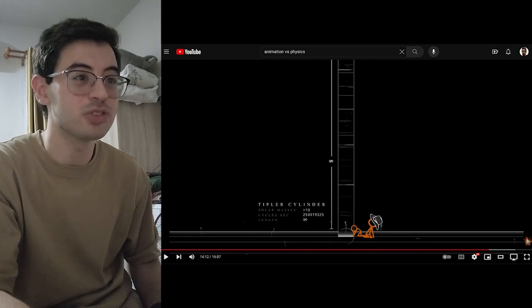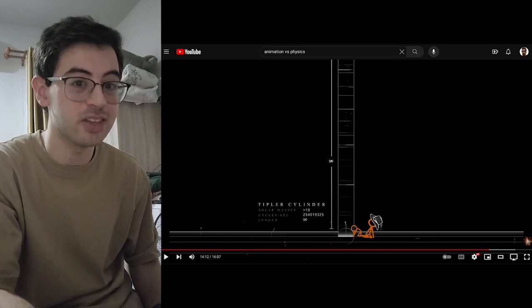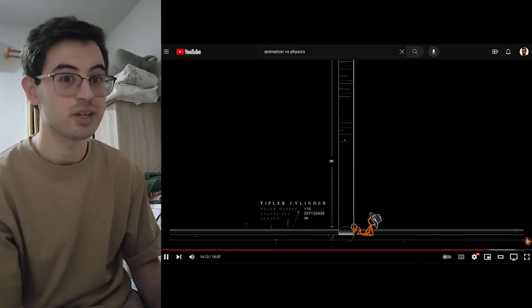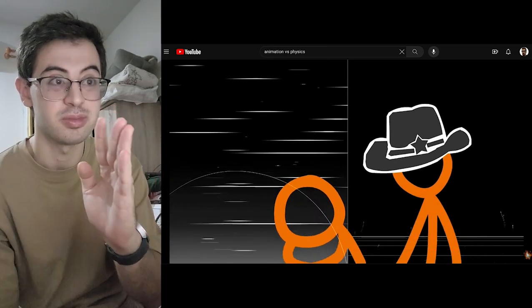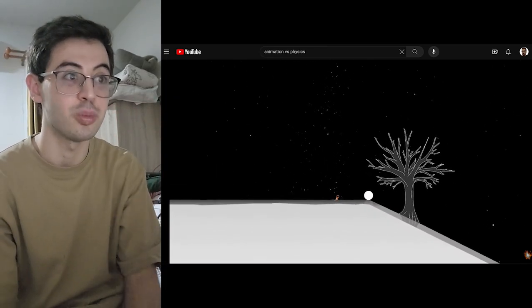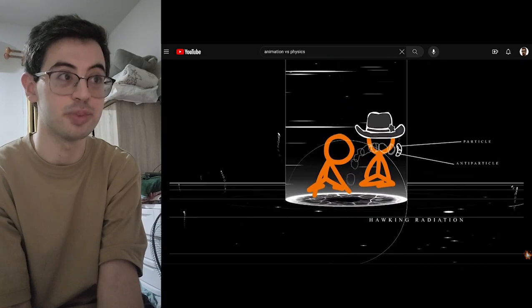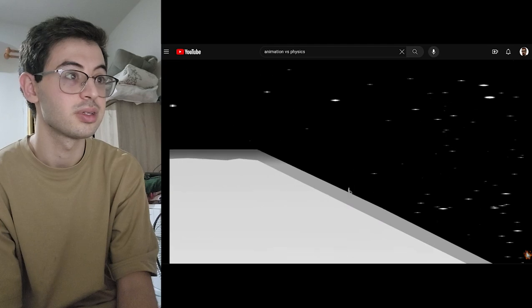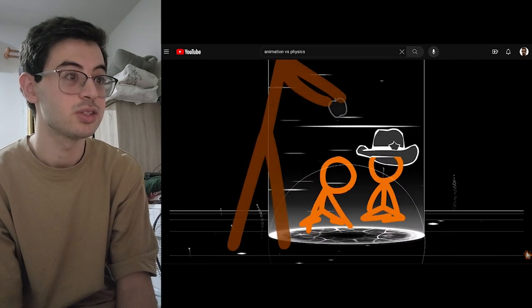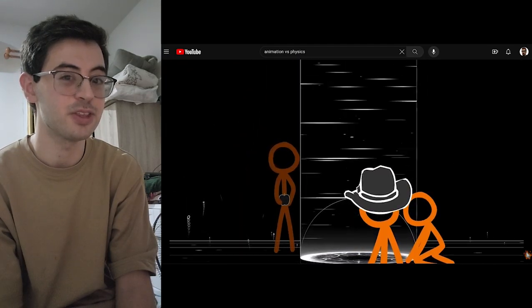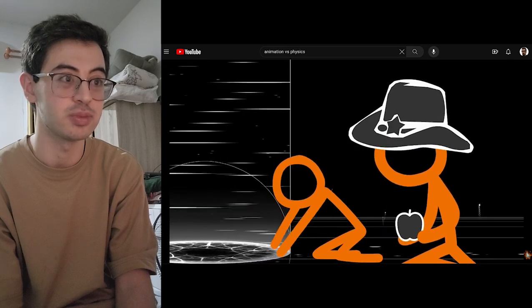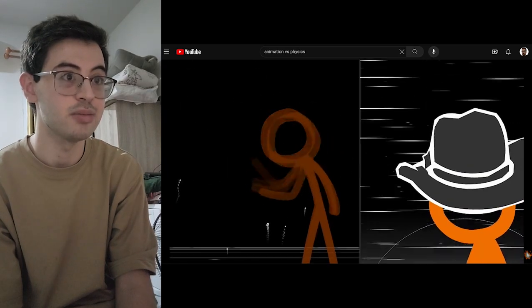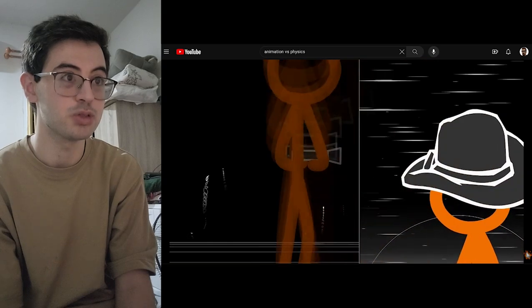Triple Tipler cylinder, solar masses greater than 10, cycles a second, length infinite. So I guess he's just cutting through space-time with this like portal, and he's opening up into a different part of space-time, escaping antiparticle. So he's changing the angle of this fifth dimensional wormhole to go to a different point in space-time. And that's him like even further in the future or something.